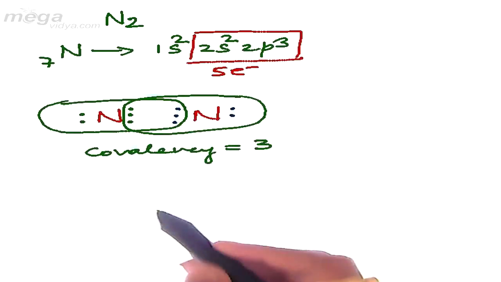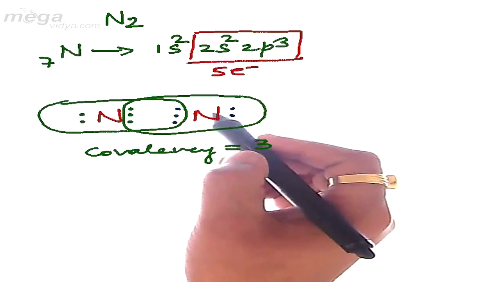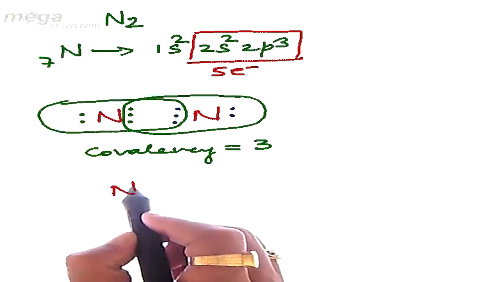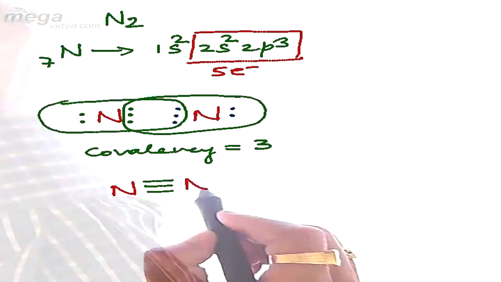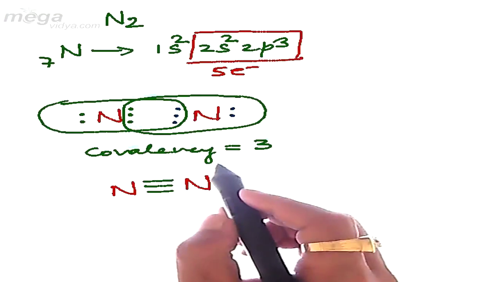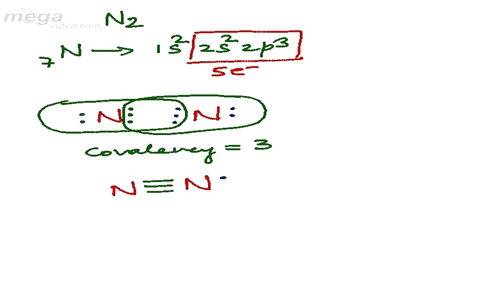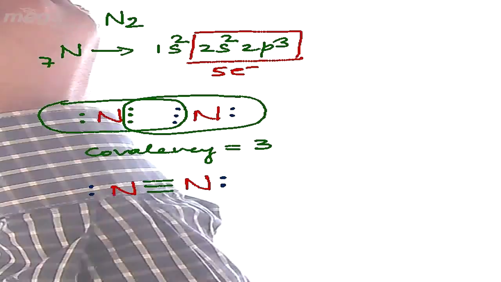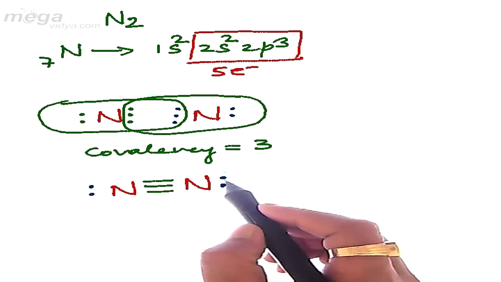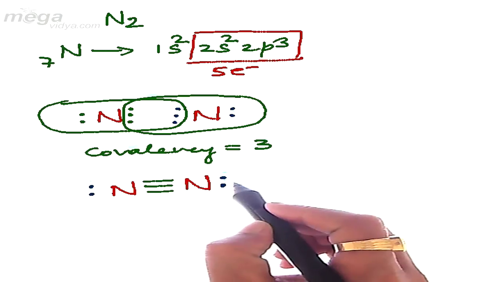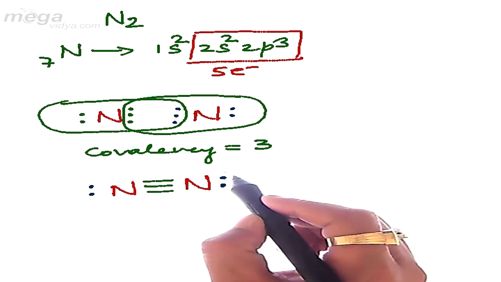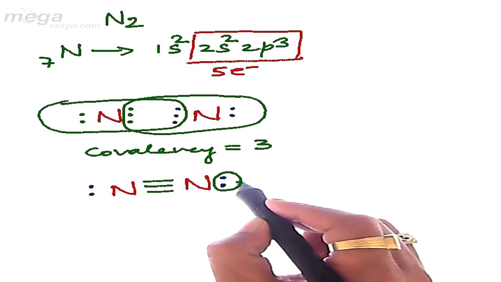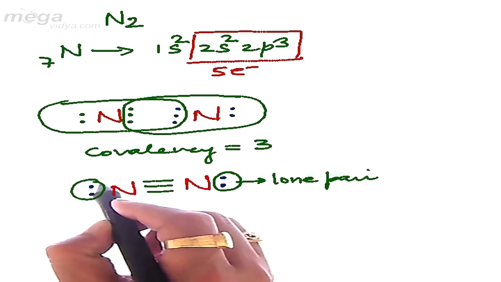Now if we represent the bond between the two nitrogen atoms, it will be nitrogen, then a triple bond, and then again nitrogen. Both the nitrogen atoms have 2 electrons in their valence shell which are not participating in the bonding. As discussed earlier, whenever a pair of electrons in the valence shell of an atom does not participate in the bonding, we call it a lone pair. This will be a lone pair, and similarly this will also be a lone pair.